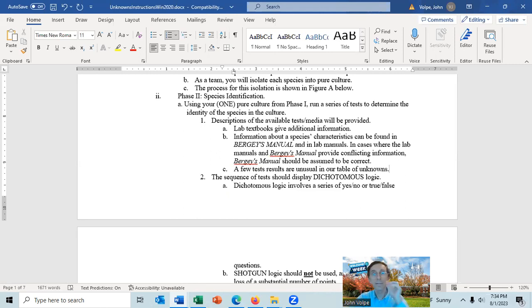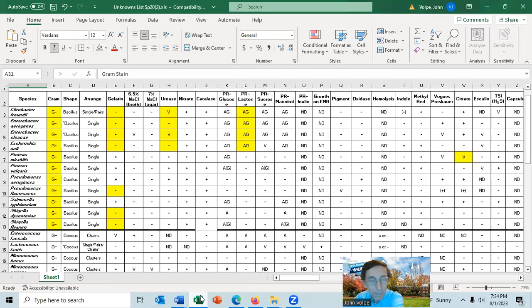A few test results are unusual in our table of unknowns, and that's to help you identify the species. Let me show you. I don't remember the example, but somebody brought it up and said, this has, I don't know, gelatin negative, but I went online and found that this species was actually gelatin positive. Should I use gelatin positive or gelatin negative? Use this chart, because a few of the results are unusual and it was changed to make it so that you can identify the species.